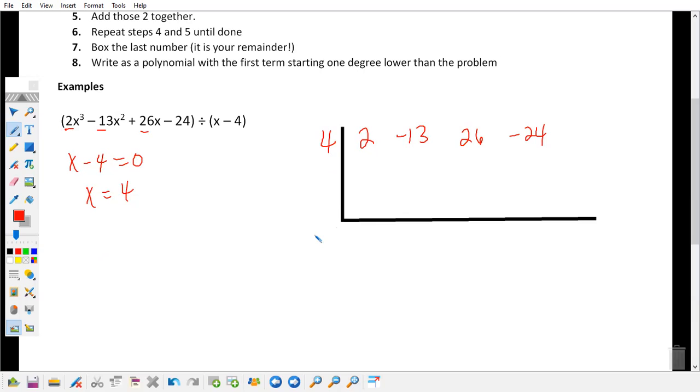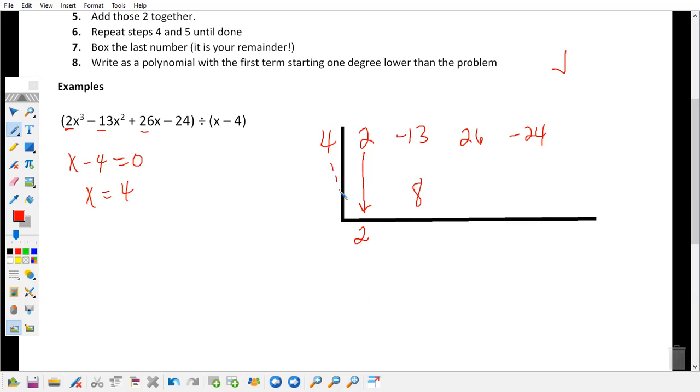Okay. Some places write this a little different. Some places you may see it where it's just the number and then everything is written a little different. Either way, it's the same process. All right. So to get it going, you're going to bring down your leading coefficient. My leading coefficient is 2. And now you're going to multiply it by the number on the outside. 2 times 4 is 8. You're going to write the product here.